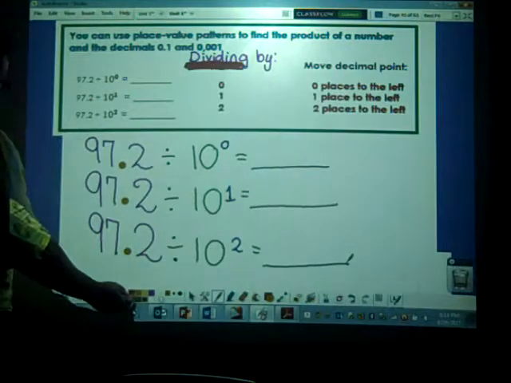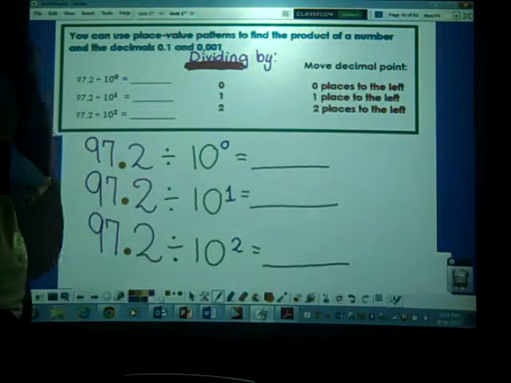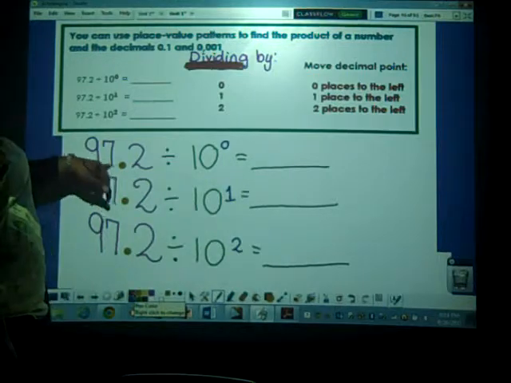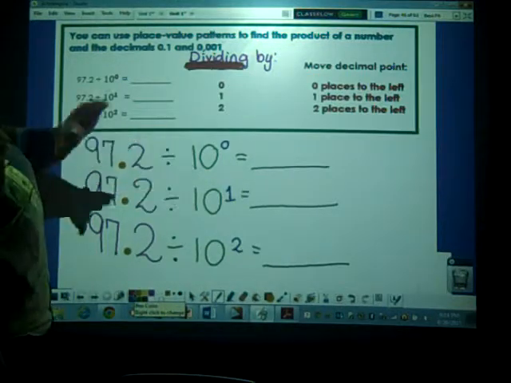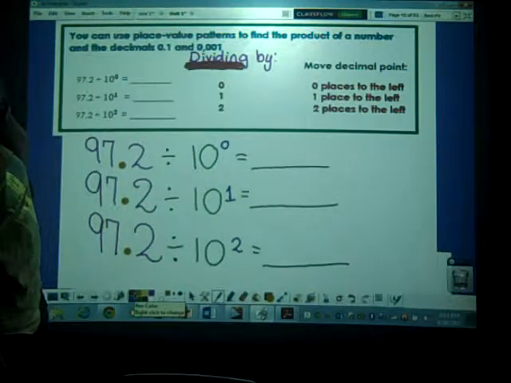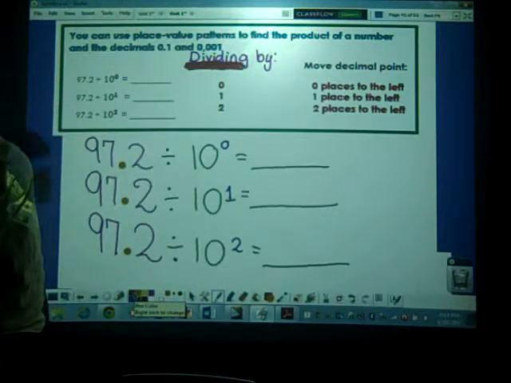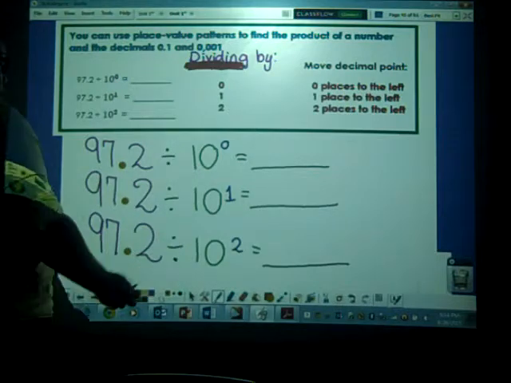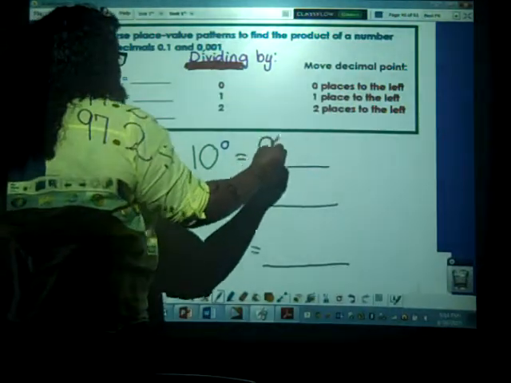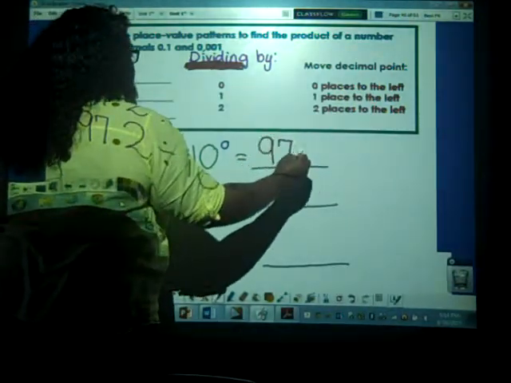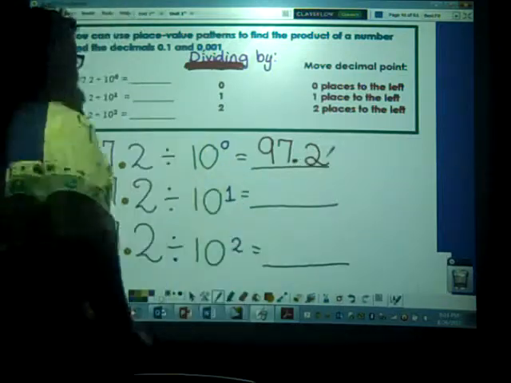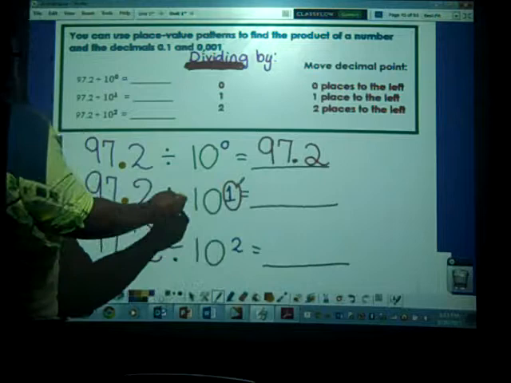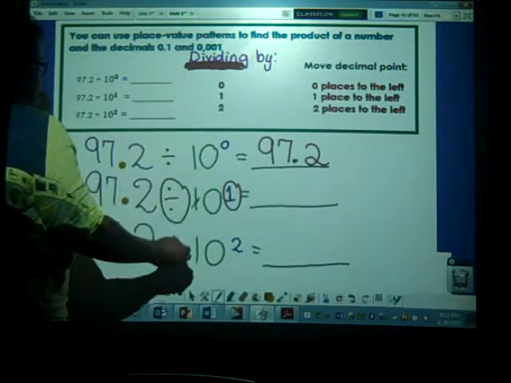All right, let's get this party started. Now, 97 and 2/10 divided by 10 to the 0 power. It's going to move 0 places to the left. Why? Because the 0 is telling us don't move that thing anywhere. So it's going to be still 97 and 2/10. But right here we have the exponent 1. So we are dividing.